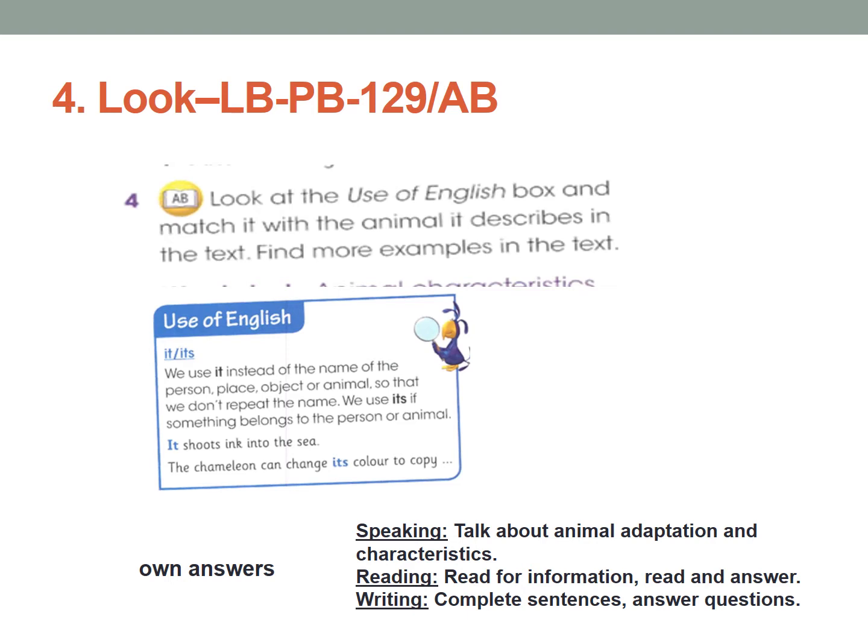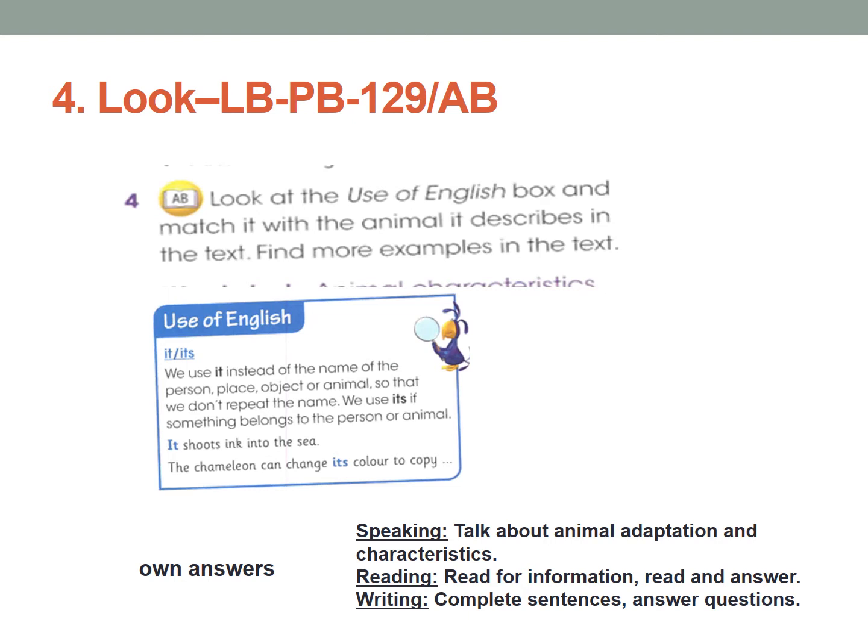When you use "its", it's for things that belong to a person or animal. I can give you an example: cuttlefish. Cuttlefish changes its color according to the environment. It can change its color, its shape. This is how you explain.